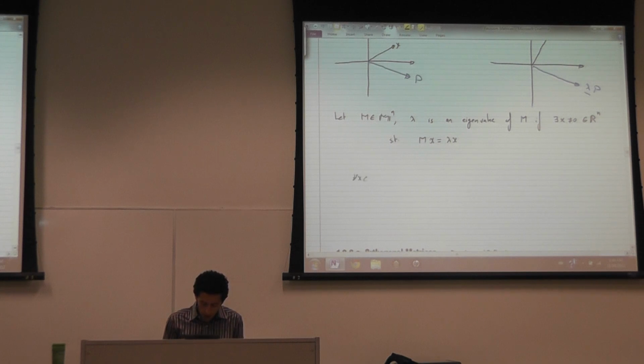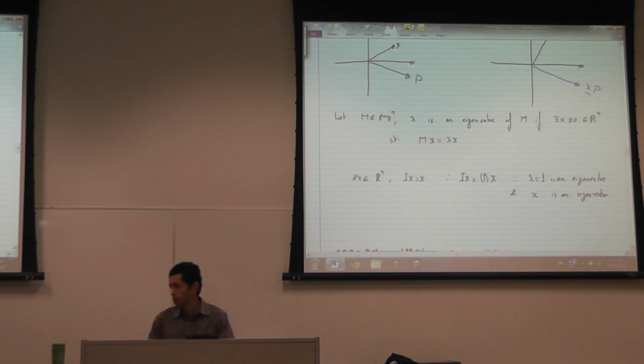For every vector in Rn, Ix is equal to x, therefore Ix is equal to 1 multiplied by x, therefore 1 is an eigenvalue, and x itself is an eigenvector. So all the vectors are eigenvectors of I.